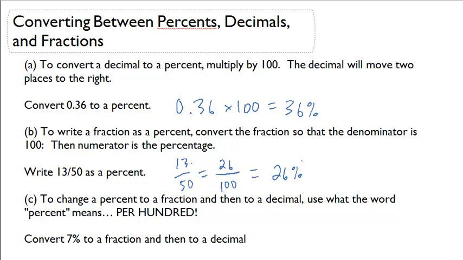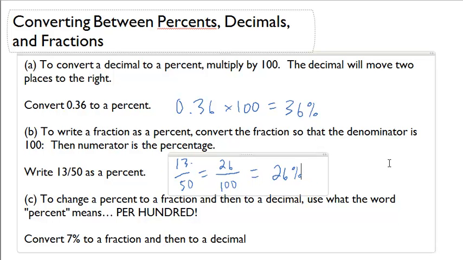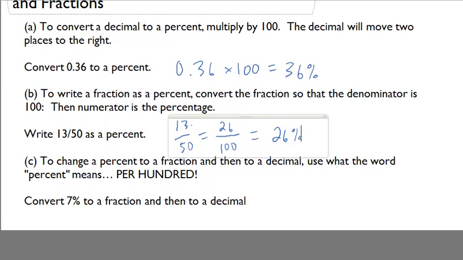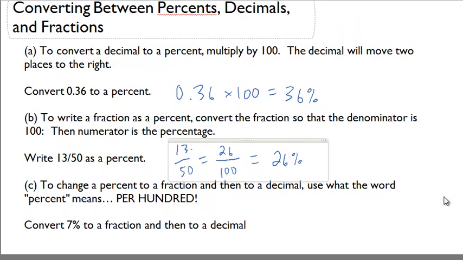Lastly, in part C, to change a percent to a fraction and then to a decimal, we'll use what the word percent means, per 100. Let's convert 7% to a fraction and then to a decimal.